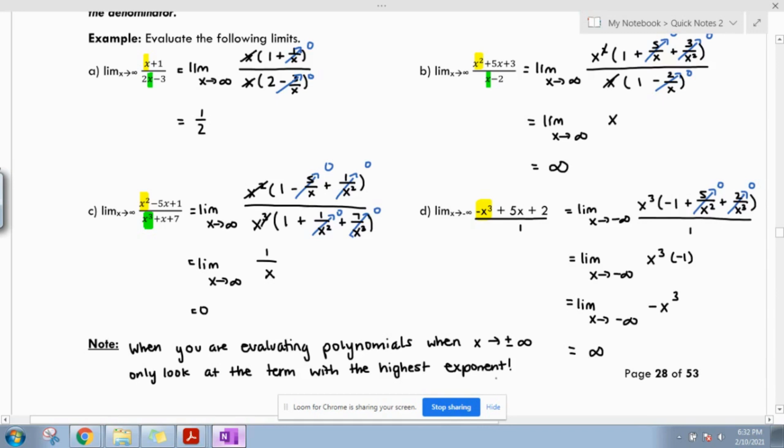So technically speaking, for example D, I didn't have to do all of that work. I could have just focused on negative x cubed and then thought about if I plugged in a large negative number, let's say negative 1,000, negative 10,000, what would my final answer be? Okay, so you could have done it that way instead, but I thought I would show you if I turned it into a rational function, is it possible as well?